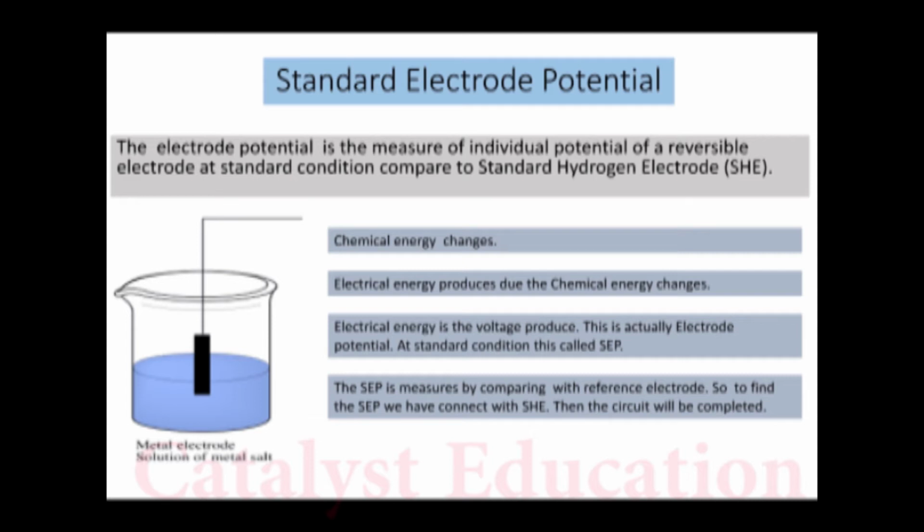At standard condition, this is called SEP. The SEP is measured by comparing with the reference electrode. So to find the SEP we have to connect with the SHE. Then the circuit will be completed.